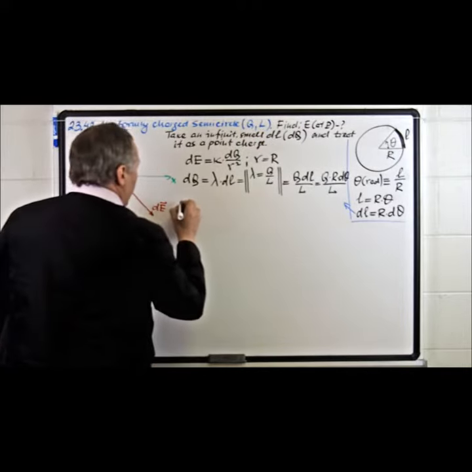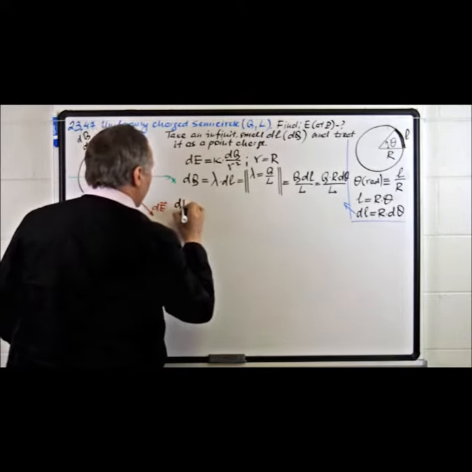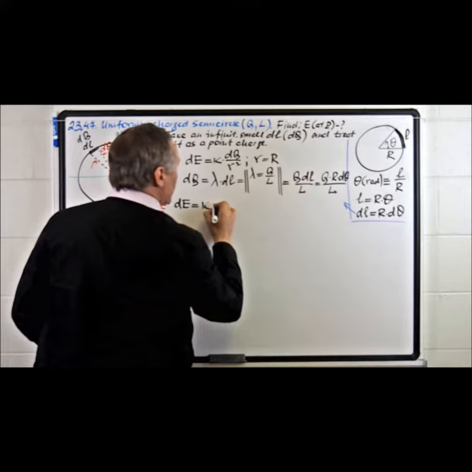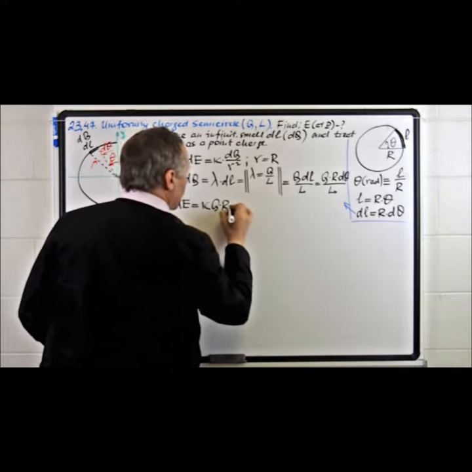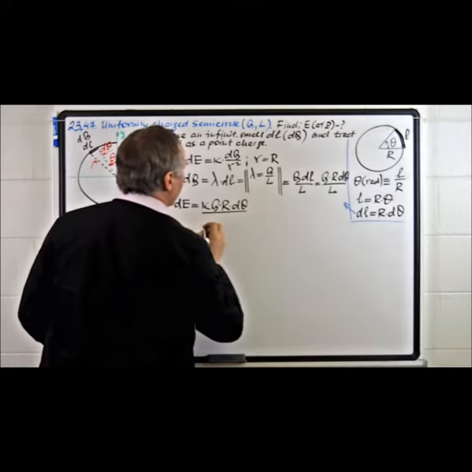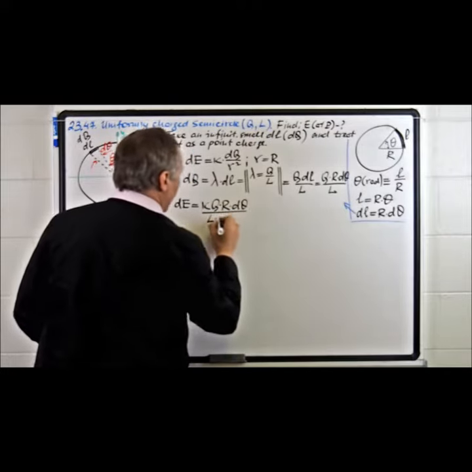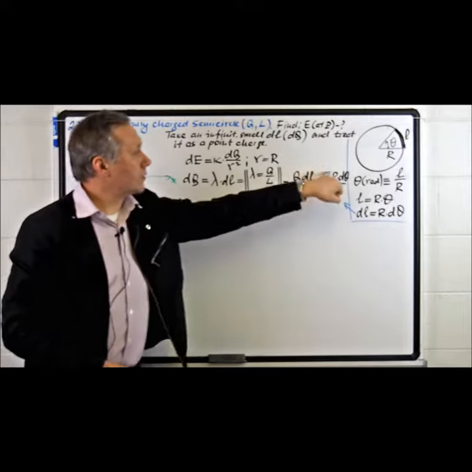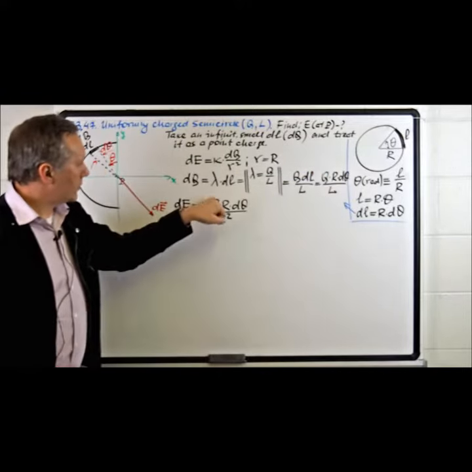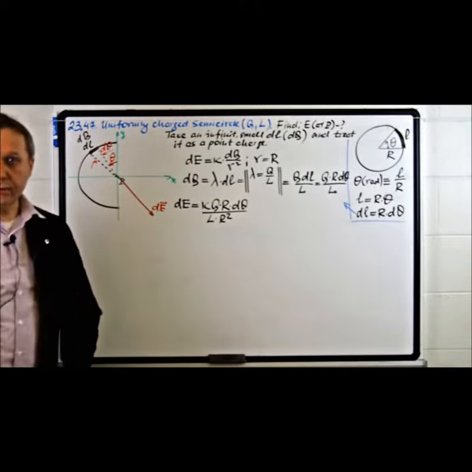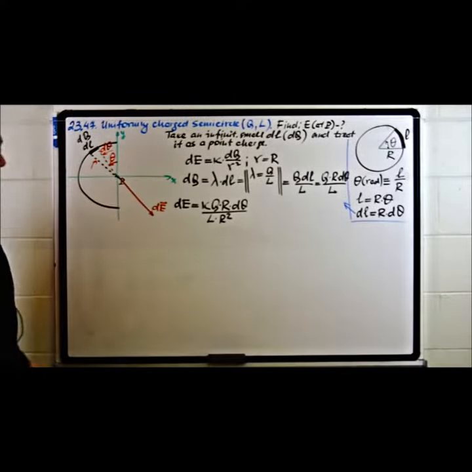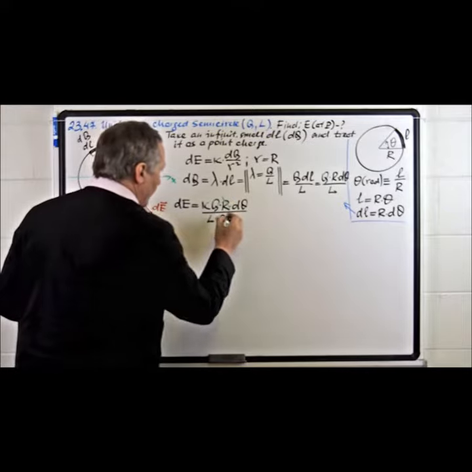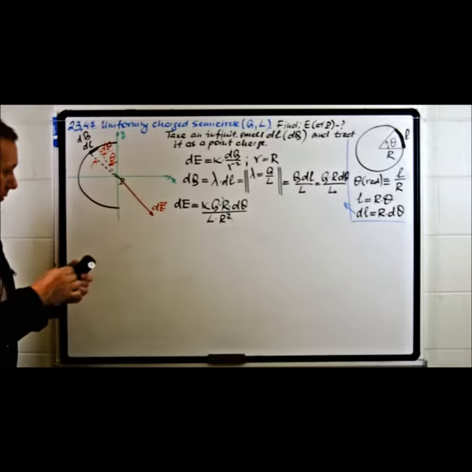As a result, I can write dE equals k q r d theta divided by L and r squared. So this r squared comes from this r, and the rest is q r d theta over L, and of course the constant in front. Okay, so now what happens with one of these r? Of course, one of these r can be cancelled, and what will be left?